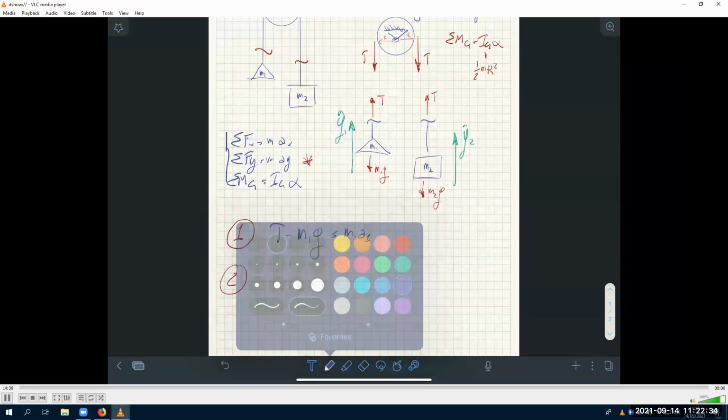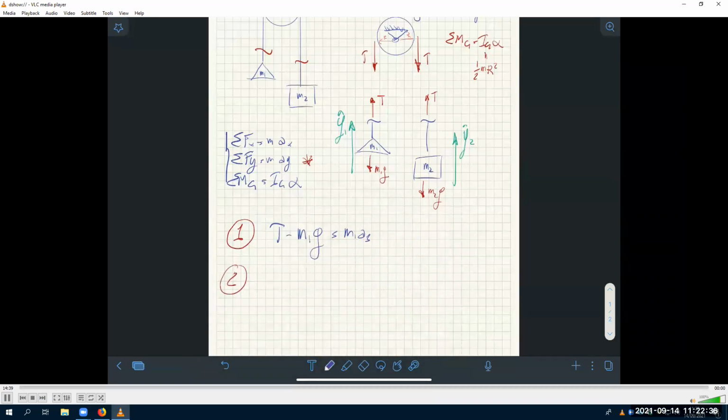Come on, equation 2. T minus equals. Correct.